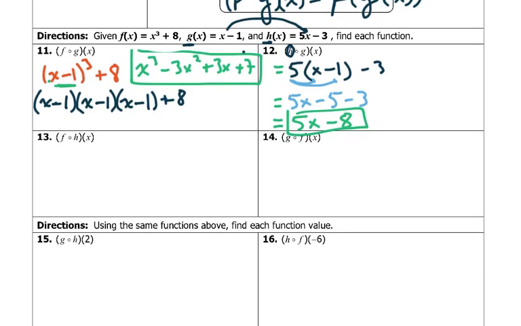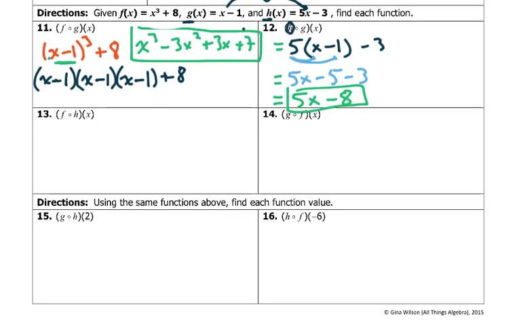Just to shorten this video, I'm going to do number 14, and then I'll do number 15 and 16 to finish this up.